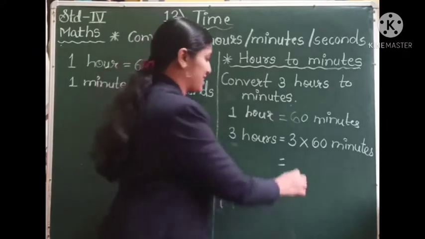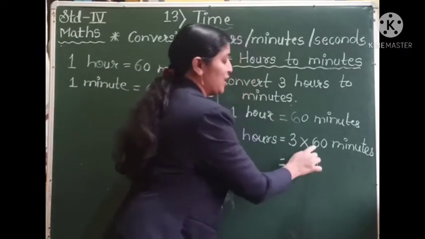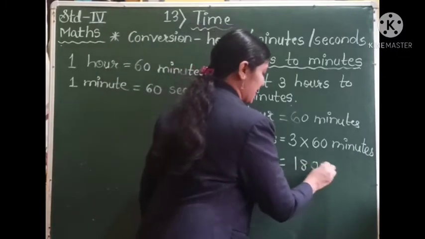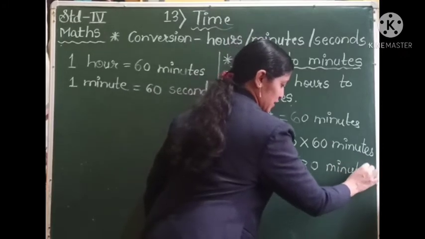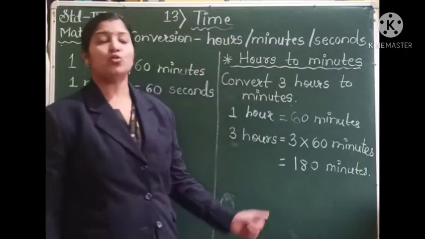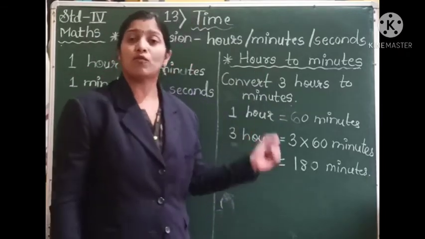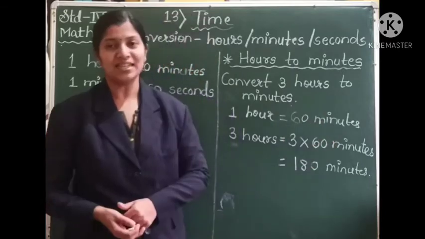3 into 60. So 3 into 0 is 0 and 3 into 6 is 18. So it is 180 minutes. Right students? So when you convert hours to minutes, you have to multiply the number of hours with 60 minutes and you will get the answer.